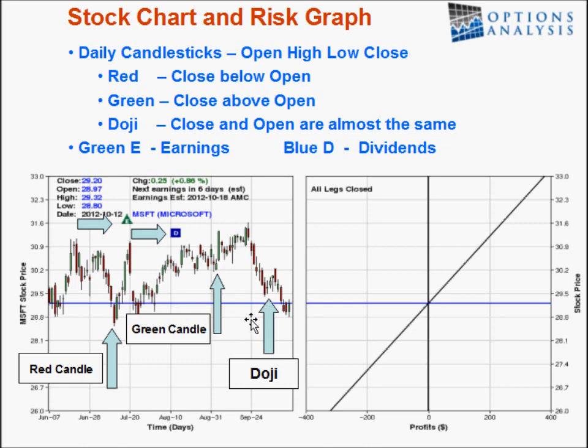On the right side is a risk graph. A risk graph shows what will happen to your shares if you were to buy them at 29.20, the close on October 12th, 2012, which is represented by this blue line. This is what will happen to your profits and losses as the stock moves up and down. Once the 100 shares move up, you start making money. And if the stock price starts going down, you start losing money. It's basically this nice 45-degree line in the chart.